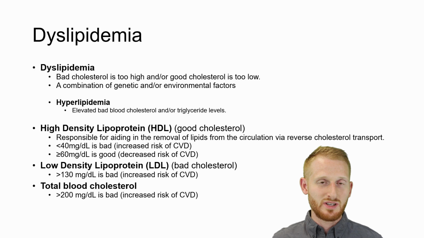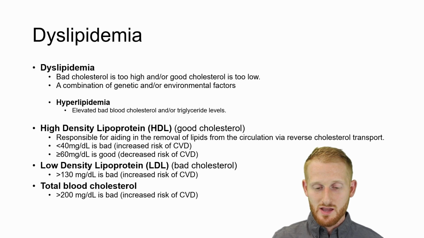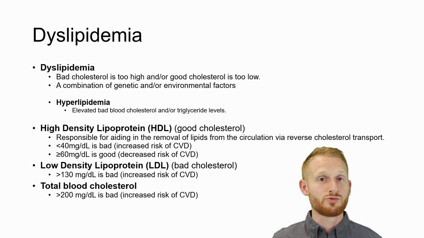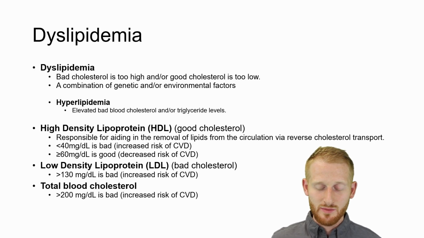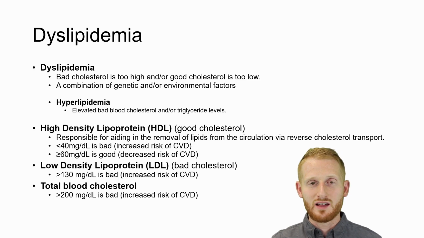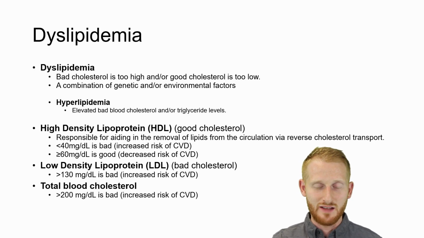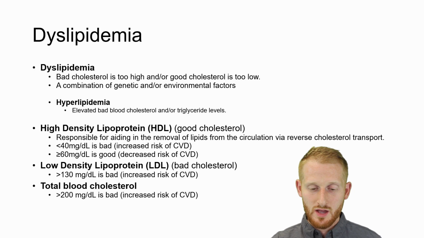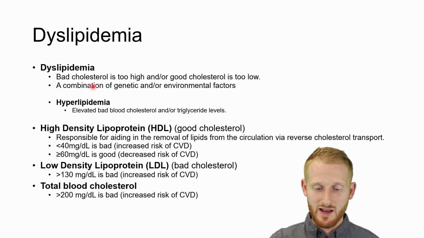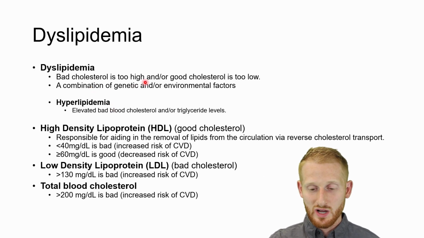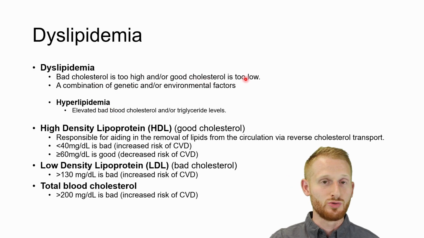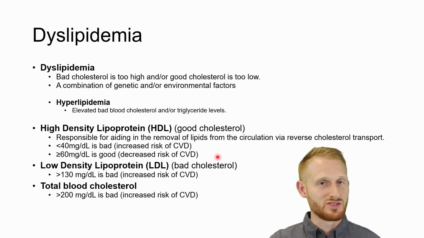Dyslipidemia. So dyslipidemia, kind of like hypertension, is a strong risk factor for developing atherosclerosis. Dyslipidemia means that they have some sort of out of whack cholesterol, fat levels in the blood. All right, so it means they either have the bad cholesterol too high, or the good cholesterol too low, or some sort of combination of these.